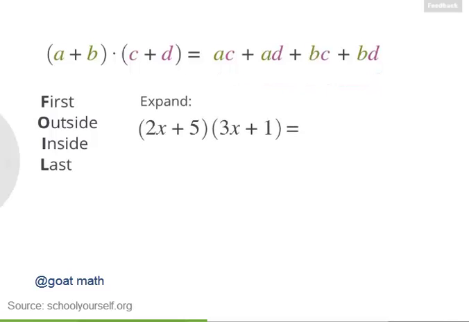So try using FOIL to expand this product, 2x plus 5 times 3x plus 1. And by expand, we mean write it out as a single polynomial with no parentheses. And if you need some help, click over here.